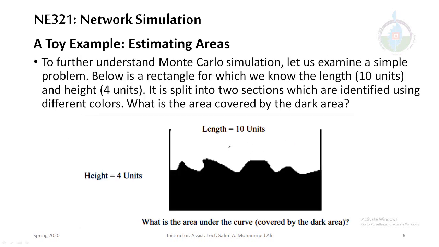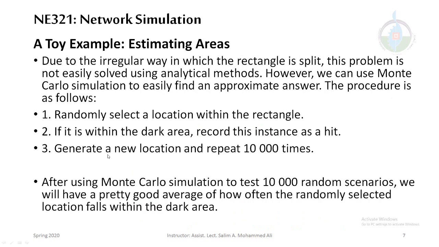If it's in the white area, you will increase the white counter. If it's in the dark area, you will increase the dark counter. Then generate a new location and repeat the steps 10,000 times. Actually, in real computer simulation, 10,000 is a very small number. We usually use very large numbers to make an accurate estimation or approximation for the answer.